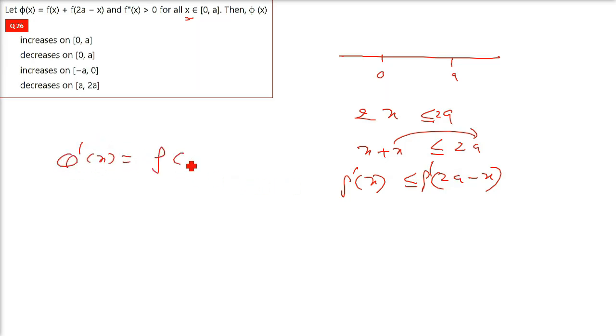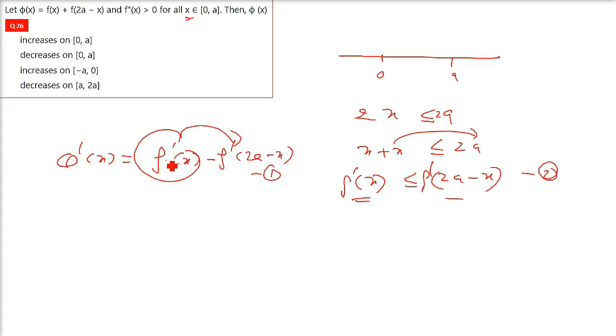But if you remember, we have already differentiated it. Phi dash x is equal to f dash x minus f dash 2a minus x. But this is 1, this is 2. From 2 what do we get? The first value is lower than the second value. I hope you got the idea. From the second equation, it proves that the first term is less than or equal to the second term. If you take numbers, let me show you, that is 1 is less than 2. So when you subtract 1 and 2, you'll get a negative. Because the first one is lower than the second one, so you'll get a negative 1.